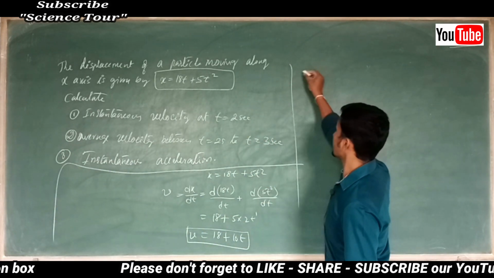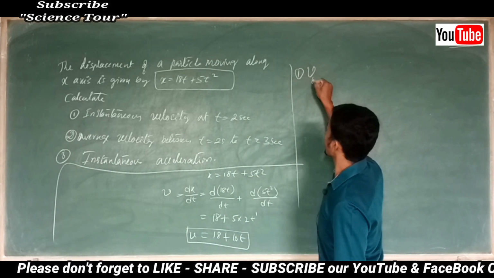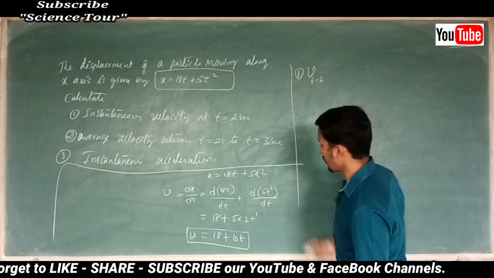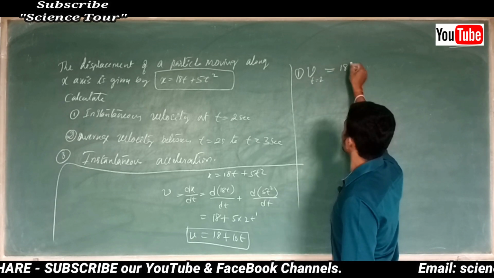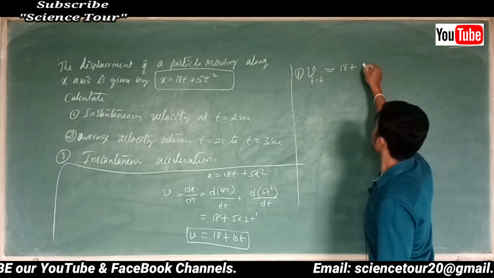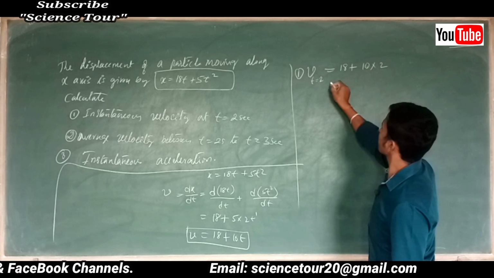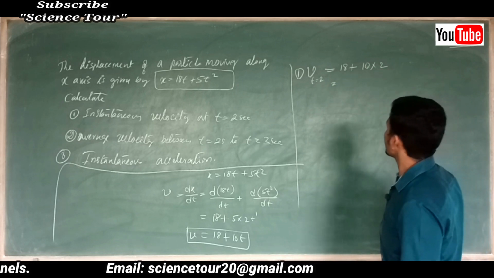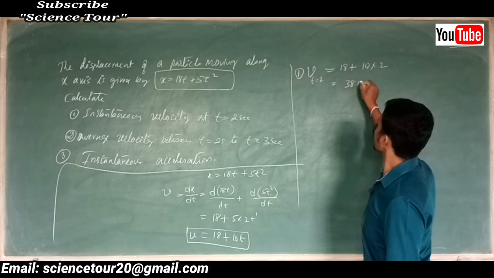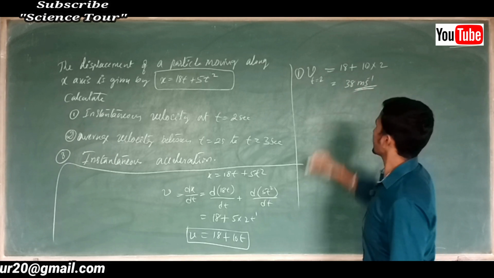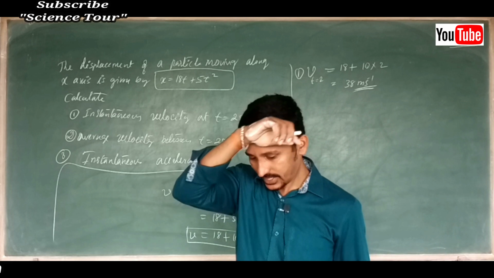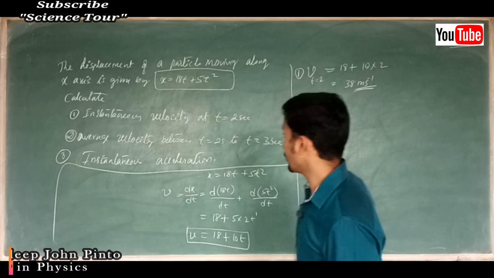But what is the question? The question they have asked is the instantaneous velocity at t equal to 2 seconds, no? So what you are going to do? 18 plus 10 into 2, that is nothing but 20 and 18, 38 meter per second. That is the instantaneous velocity.